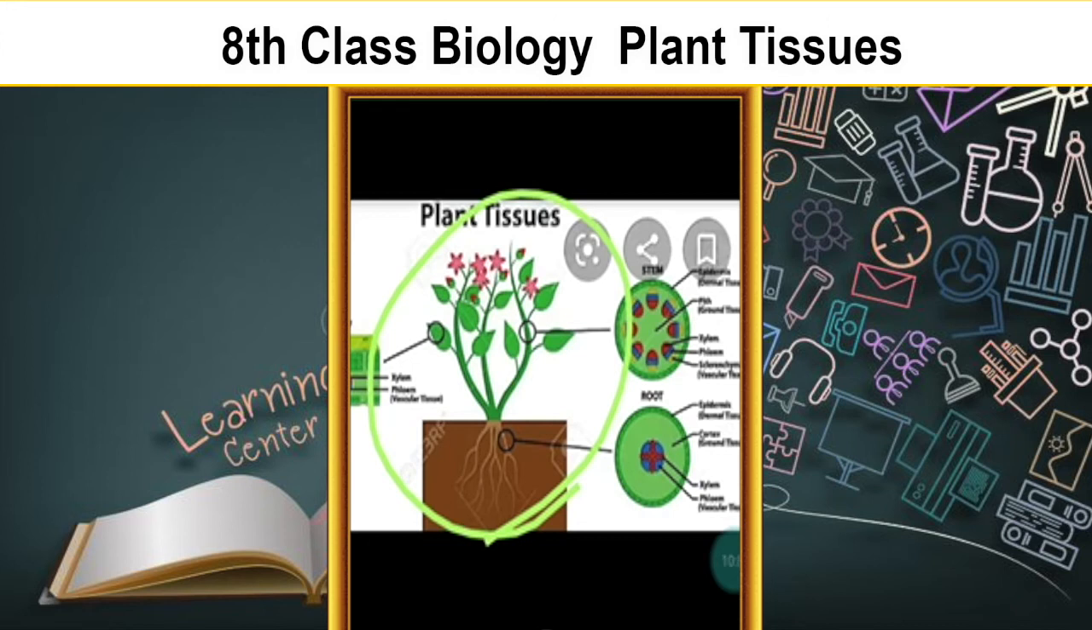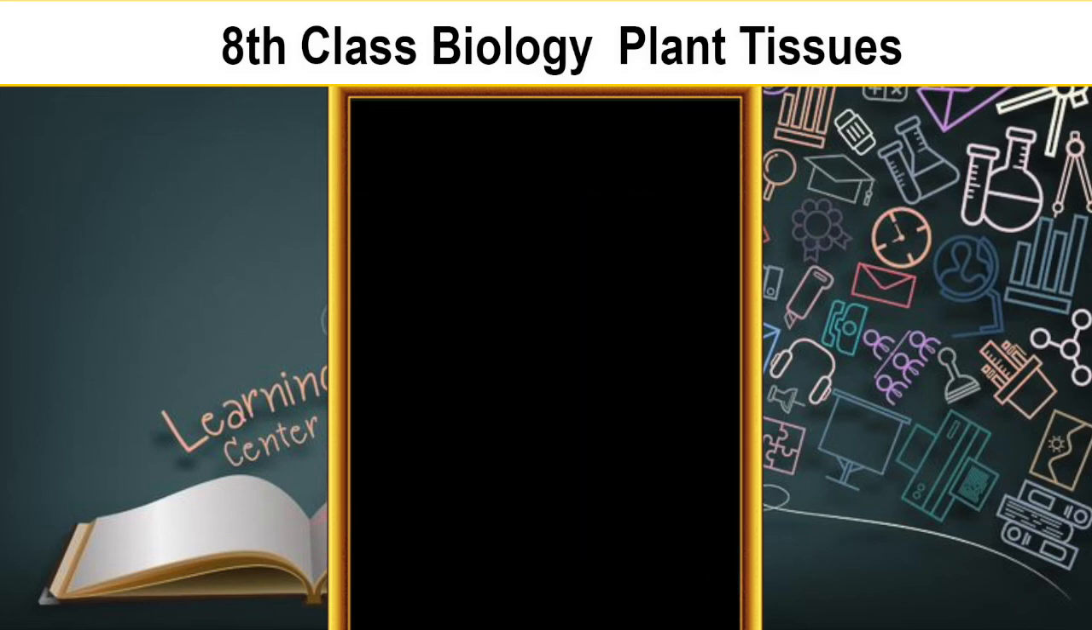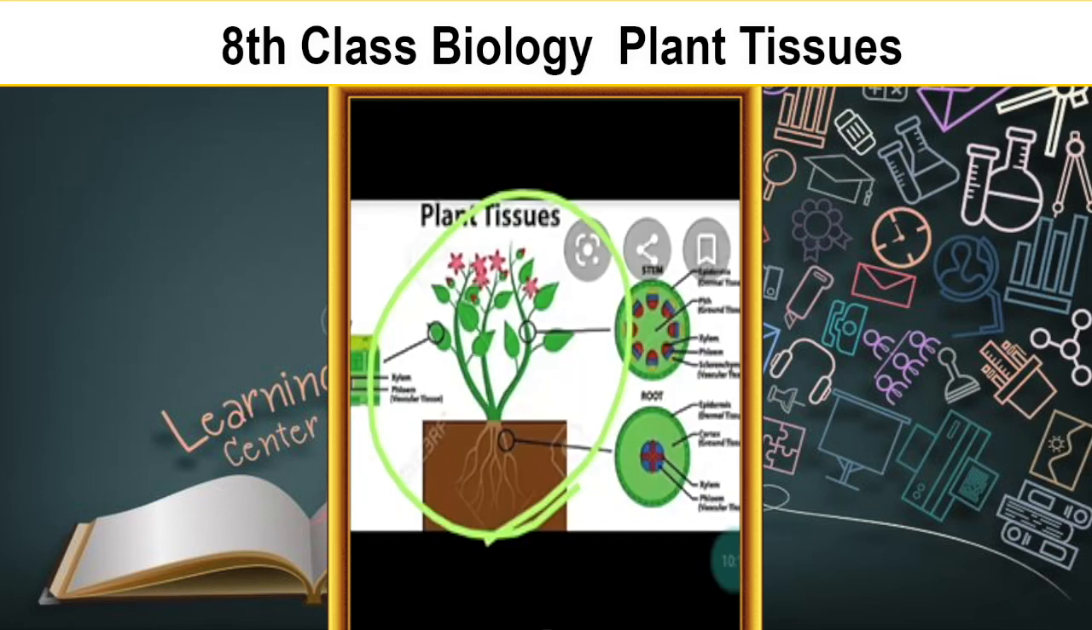What is the meaning of tissue? A tissue is defined as similar cells that perform a common function, having a common origin. That means a group of cells is called a tissue.